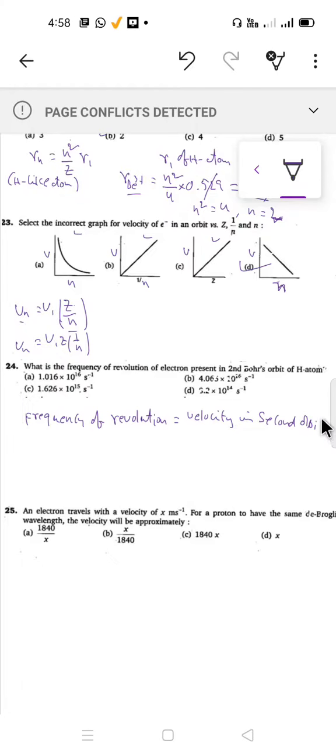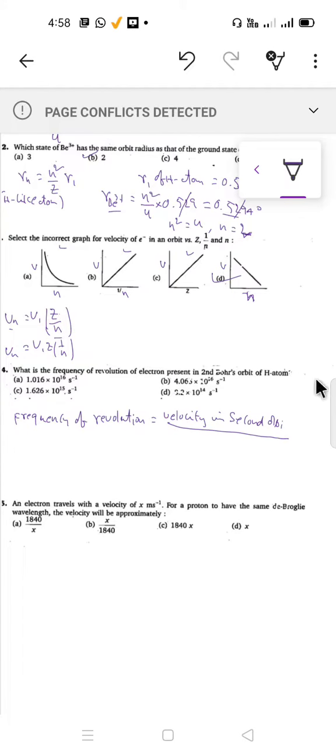divided by the circumference. The velocity in the second orbit is known as V2, divided by 2 pi r2. Then we have to find out V2. We know Vn is equal to V1 into Z by n. So we have to find out V2.